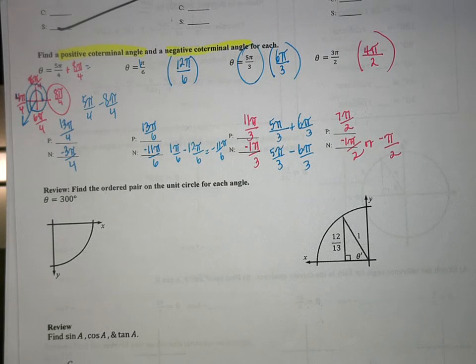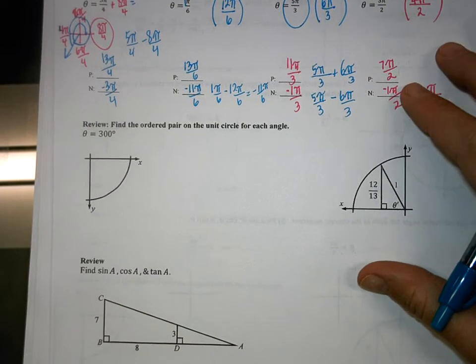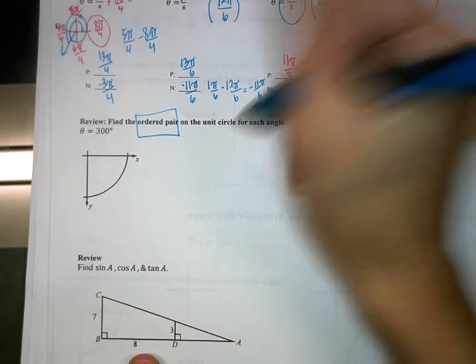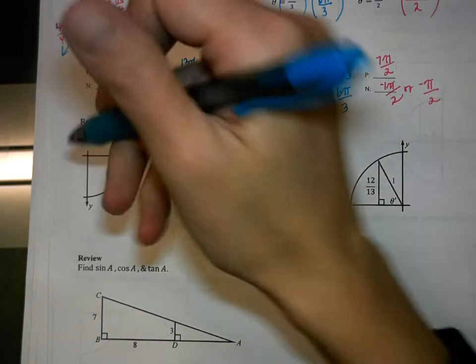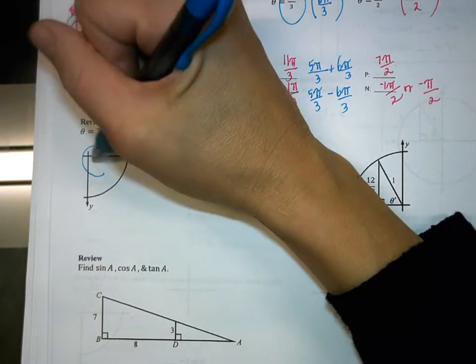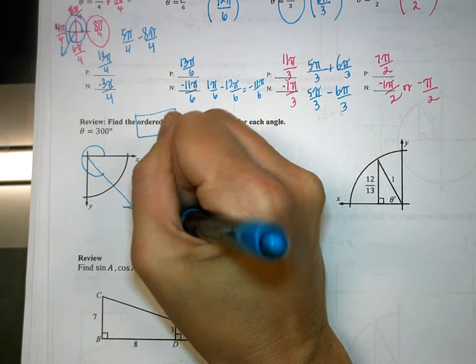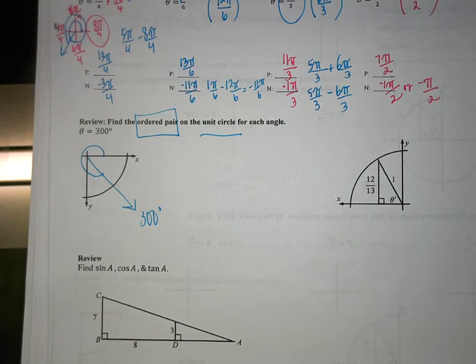All right. Okay, this one says review. Find the ordered pair on the unit circle for each angle. So this 300 degrees would start here, loop around, and they just drew quadrant 4 for you here. This is at 300 degrees. Could you use your unit circle and find out what the ordered pair is at 300 degrees?